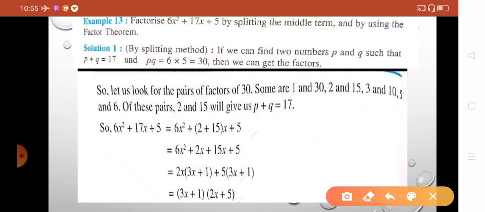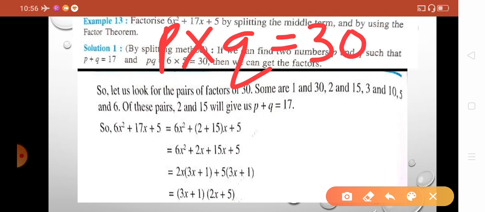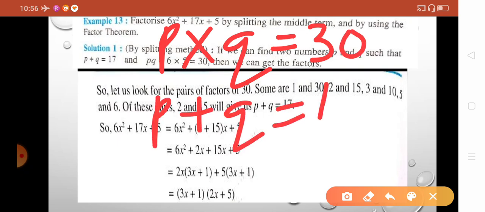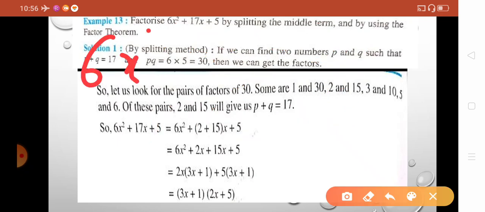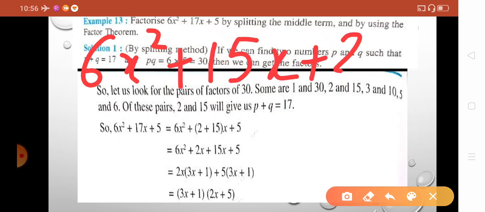So you have to find out two numbers whose multiplication is equal to 30 and whose addition is equal to 17. So the two numbers can be 15 and 2. 15 2s are 30 and 15 plus 2 is 17. So first number can be 15 and the second number can be 2. So we will write it like this: 6x square plus 15x plus 2x plus 5.